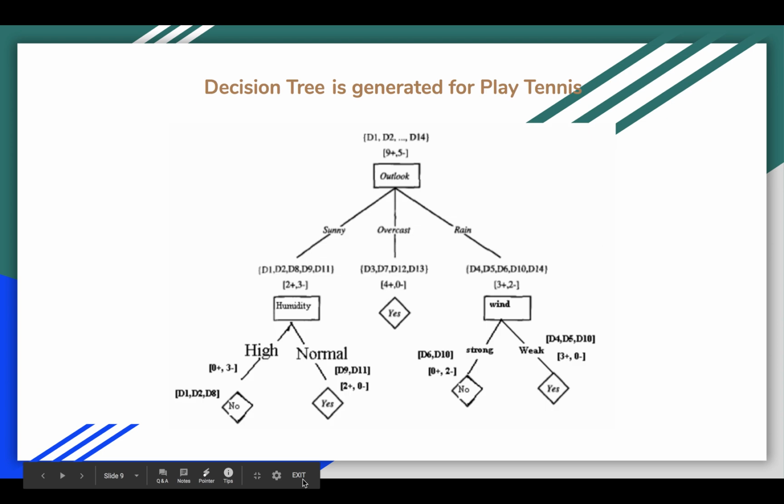Similarly, we can expand here. So this is the result we get for our decision tree. We can see that if the outlook is overcast, we will go to play tennis. If it is sunny and the humidity is high, we will not. But if the humidity is normal, we will go to play tennis. That's great.